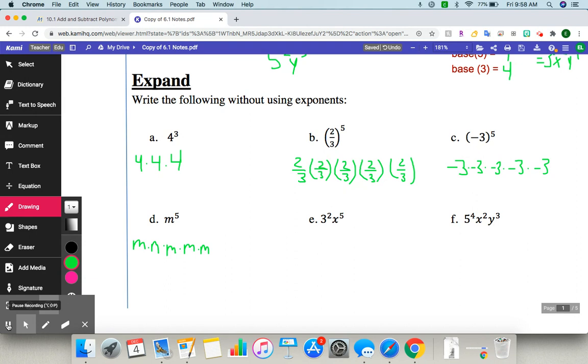And for E and F, we actually have more than one base. In E, we have 3 factors of 2 times another 5 factors of x. And in part F, we have 4 factors of 5, 2 factors of x, and 3 factors of y. And notice all of these are just being multiplied together since they're all factors.